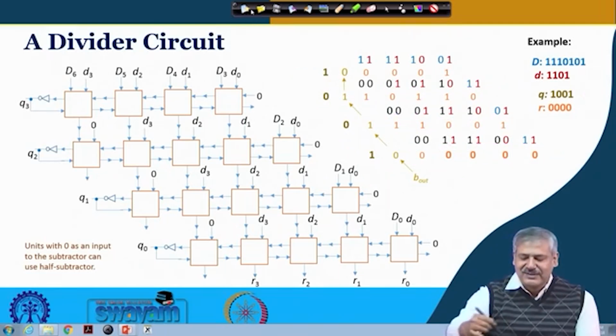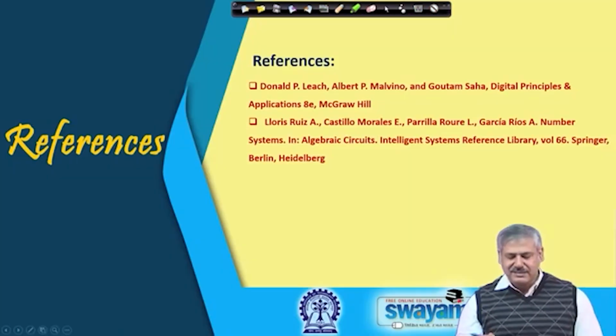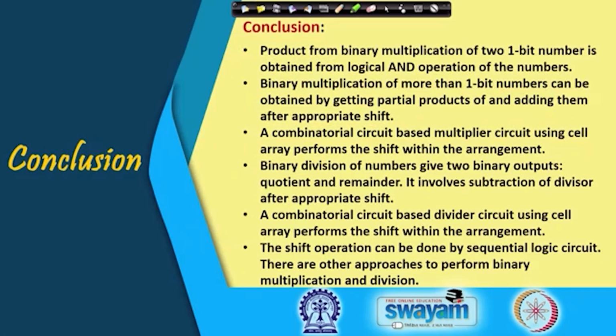Okay. Fine. So with this we come to the conclusion of this particular class. So product from binary multiplication of two 1-bit numbers is obtained from logical AND operation of the numbers, and for getting more than 1-bit numbers, the multiplication result we can get by adding the partial products after appropriate shift, and the combinatorial circuit to get a multiplier performs that shift within the arrangement. And binary division will generate quotient and remainder. It involves subtraction of divisor after again appropriate shift.